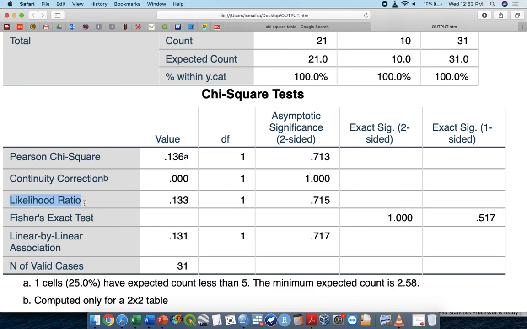So what do you want to extract? This value, this is the chi value, this is the likelihood ratio value, this is the asymptotic significance, which is more than 0.05. This is also more than 0.05. So that means you are rejecting or failing to reject your null hypothesis. In this case, which value do you want to take? You take this one. Why?